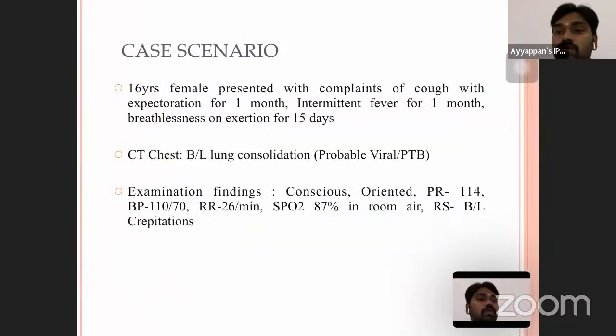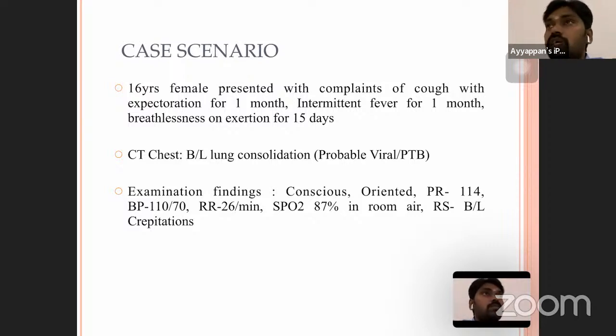So before going to the topic per se, I'll just give you a brief clinical scenario of a typical case which we had in our institute before the COVID era. It was a 16-year-old female who presented with breathlessness and a cough with expectoration of a month duration and worsening breathlessness for 15 days. And when she became tachypneic and when dyspnea on exertion worsened, she presented to us. And a CT was done outside, which showed a lung consolidation. Unfortunately, it was done in an outside center, so I don't have the image of it.